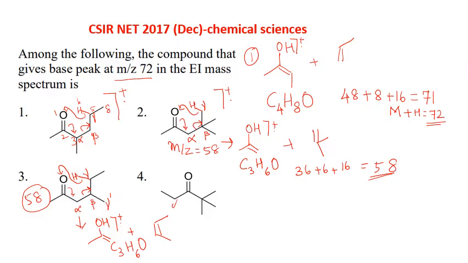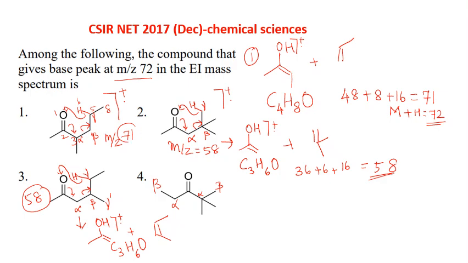Now we consider this compound. This has alpha, beta. Here also this has only alpha and beta, no gamma hydrogen. So no McLafferty rearrangement in this particular compound, and we can't show any fragmentation which corresponds to the mass of 72 as well.